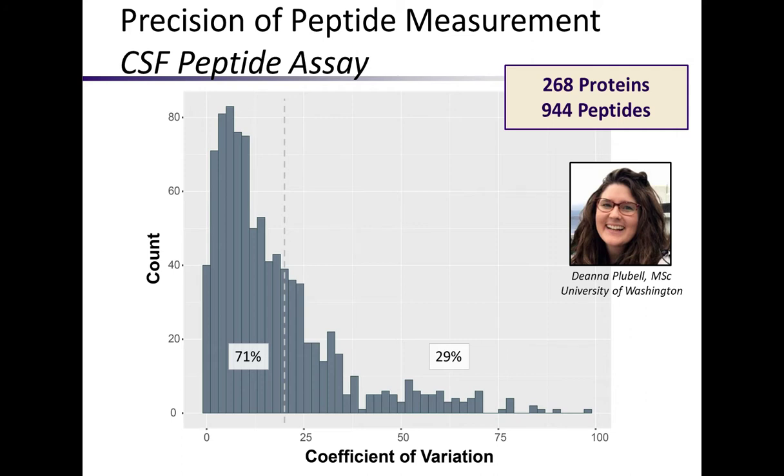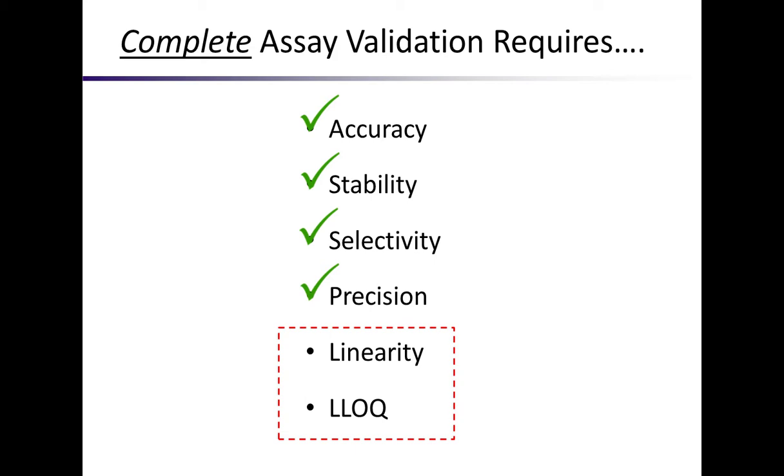And it turns out 71% of her peptides actually had a CV of less than 20%, so could be used for quantification in the range that we were looking at. And about 30% had a high CV. Now, those can still be used for detection, but not necessarily for quantification.